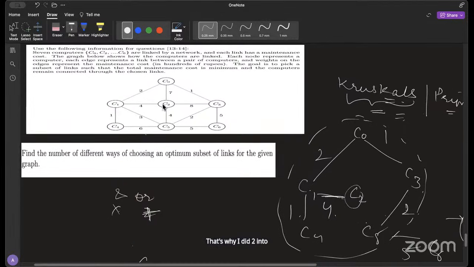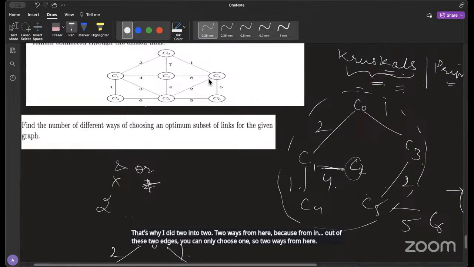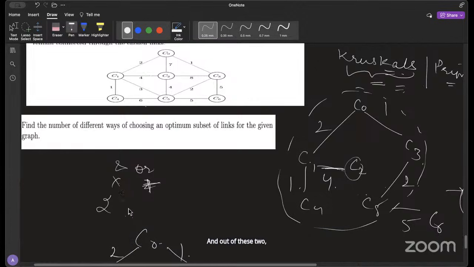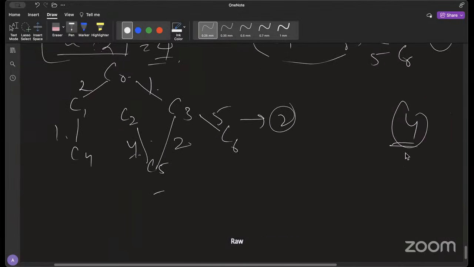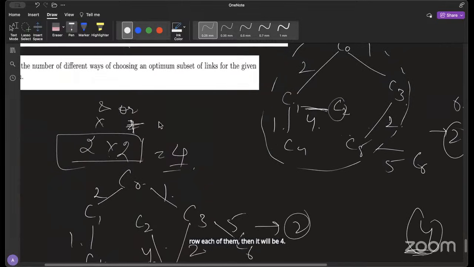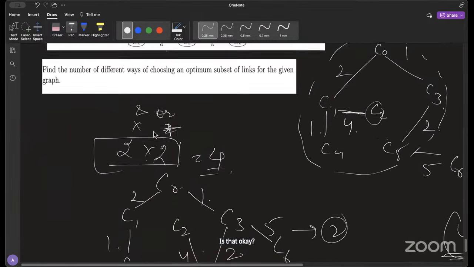2 ways from here, because out of these two edges you can only choose one, so 2 ways from here. And out of these two, you can only choose one. That's why into 2 here. This was just easier and quicker. If you will try to draw each of them, then it will be 4. Is that okay?